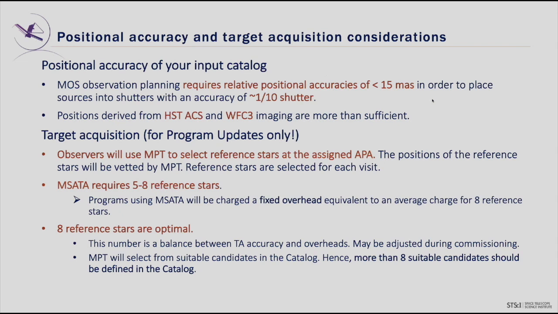The MSA TA requires about 5 to 8 reference stars. 5 is minimum. People should always request 8 or as many as possible in their field. Again, 8 reference stars are optimal. It will give the accuracy needed from the MSA target acquisition to be able to observe the MSA sources of interest.